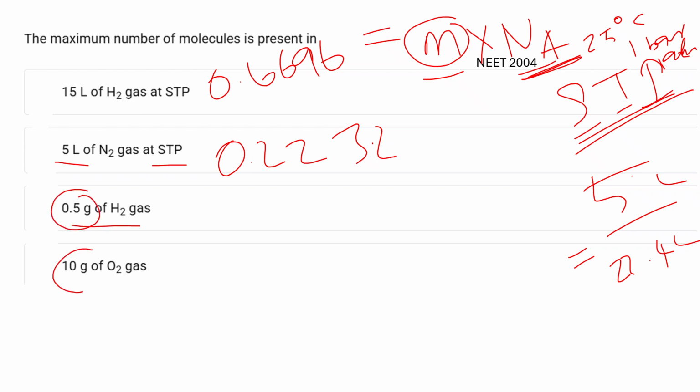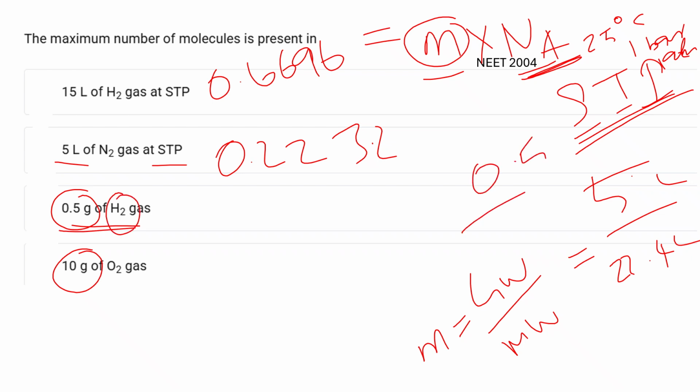Then option C is given in grams. It is very simple, and we have already solved this type of problem many times. To find the number of moles, it is given weight divided by molecular weight. Given weight is 0.5 for the third option. Molecular weight of H2: for hydrogen it is 1, so for H2 the molecular weight is 2. Then 0.5 divided by 2 gives 0.25. This is the number of moles in this case.